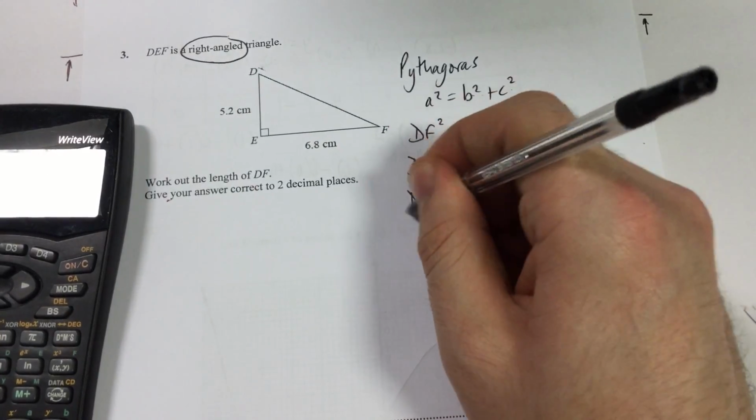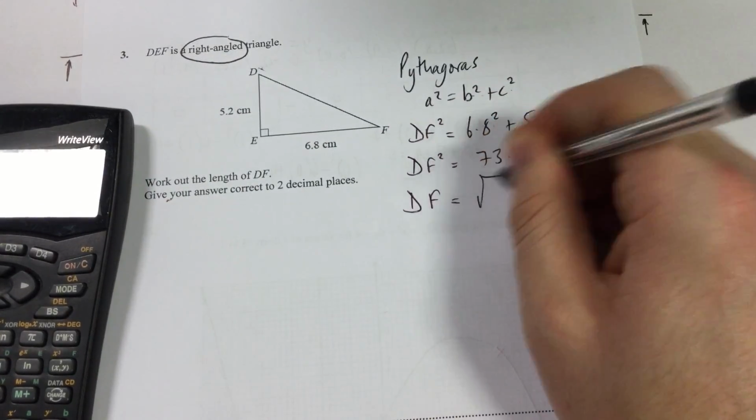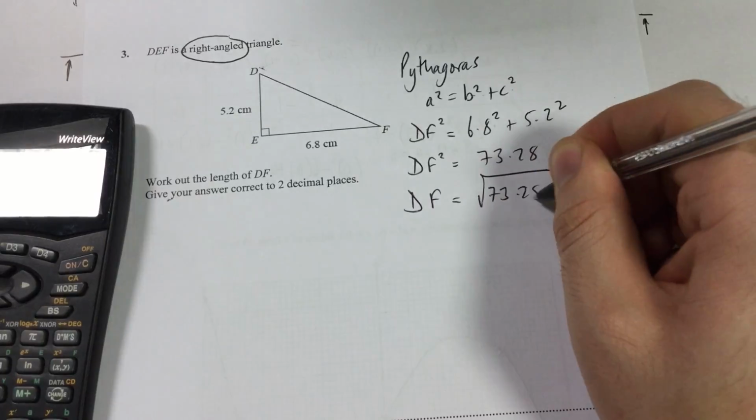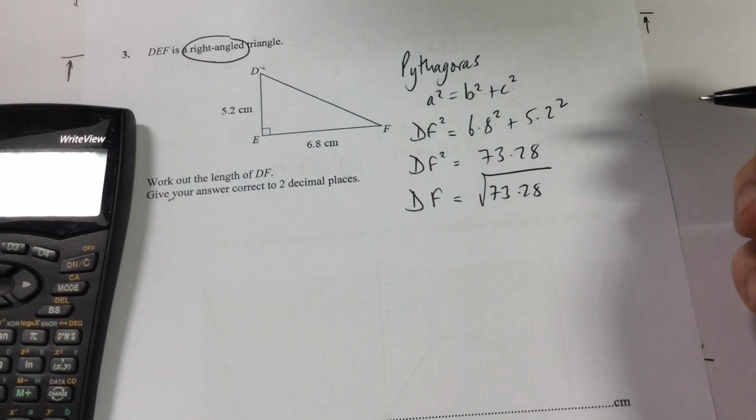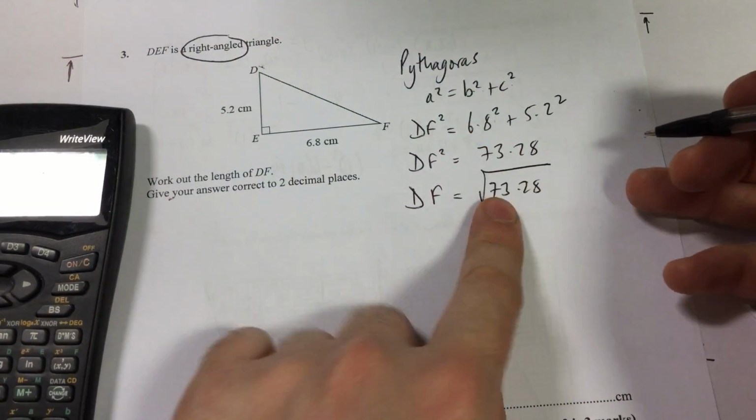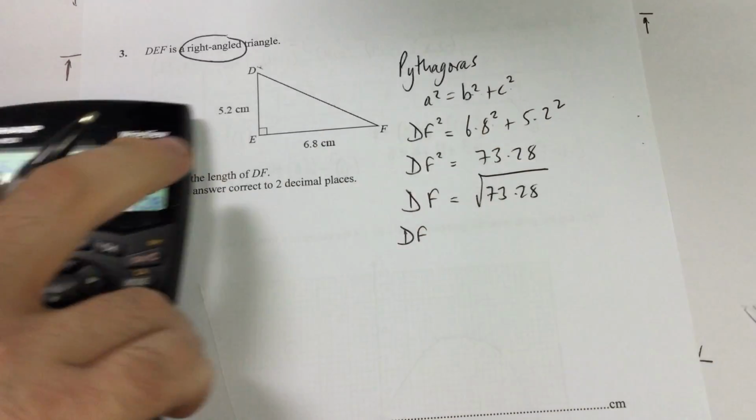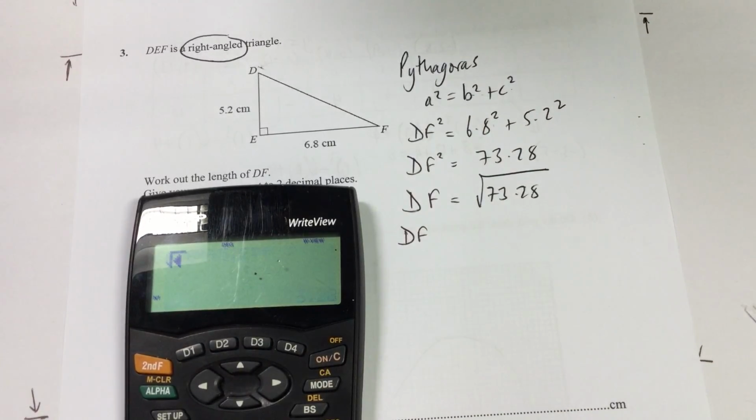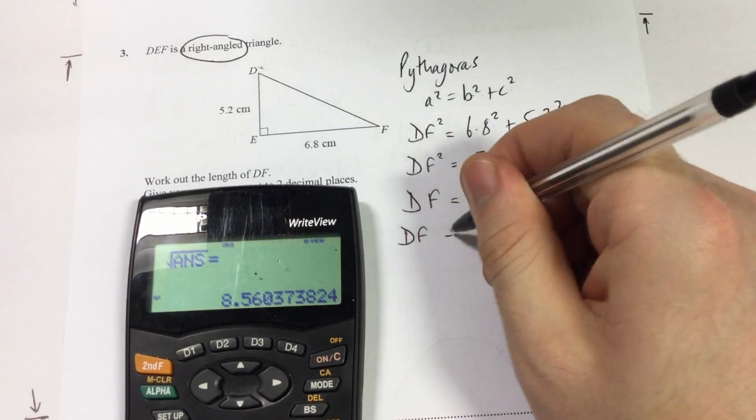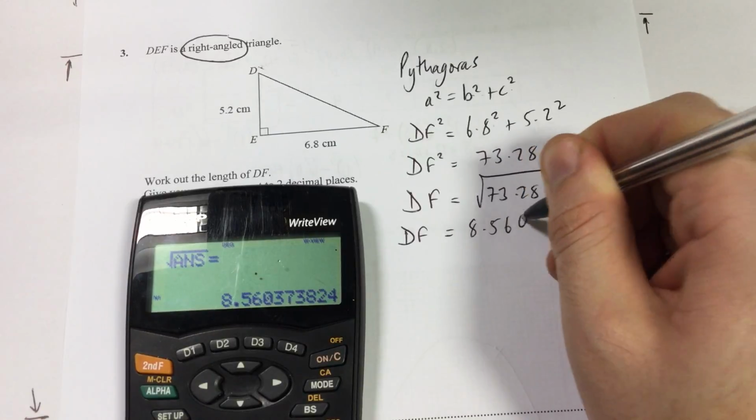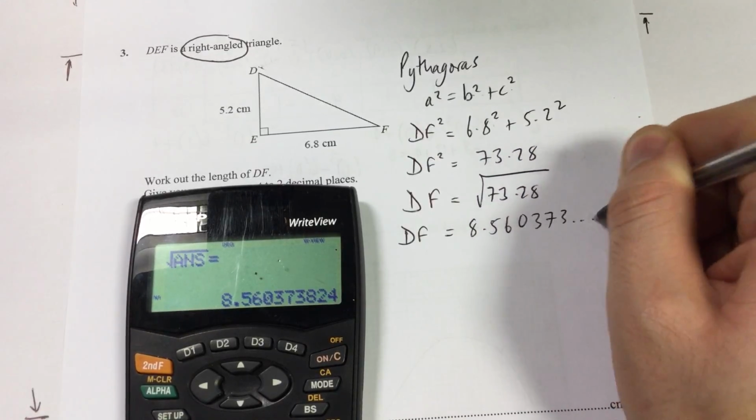So to make it just a length, I'm going to square root that. And the examiner's looking for the square root, so even if you mess this calculation up and take away, you'll get credit for this following up part. So DF equals, and because it's in these calculators already, press square root, press equals, automatically puts it in. So I've got 8.56037 and so on.